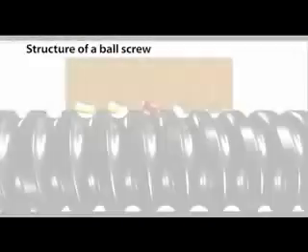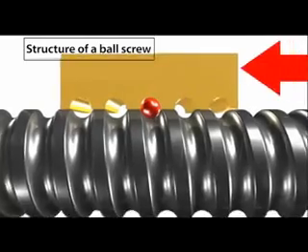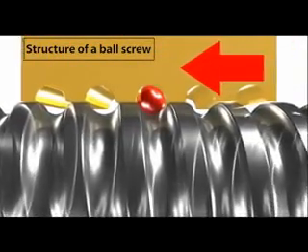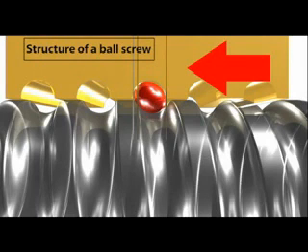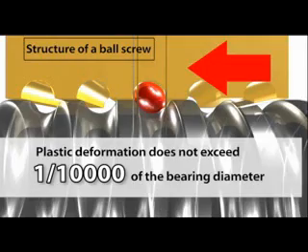The basic static load rating is therefore defined as follows. When the ball screw is in a static condition, the axial load is such that the maximum plastic deformation of the bearings and the contact surface of the ball race does not exceed 1/10,000th of the bearing diameter.